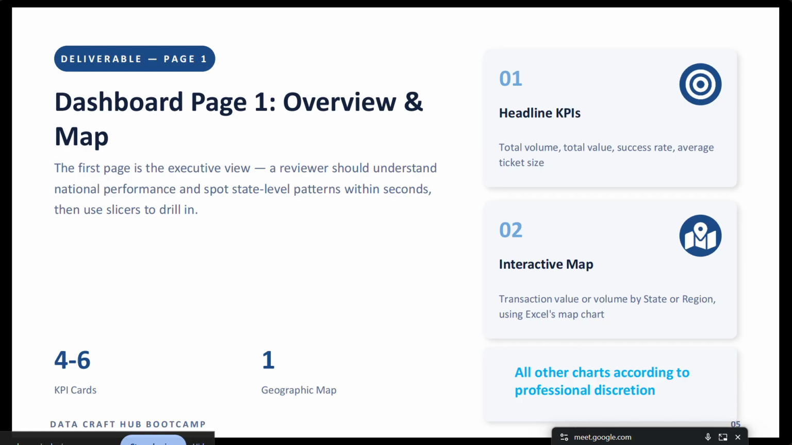And so the first thing is the headline KPIs. So that's total volume, total value, success rate, average ticket size. Right. We also have the interactive map, transaction value or volume by state or region using Excel map chart. Other charts according to the professional description.